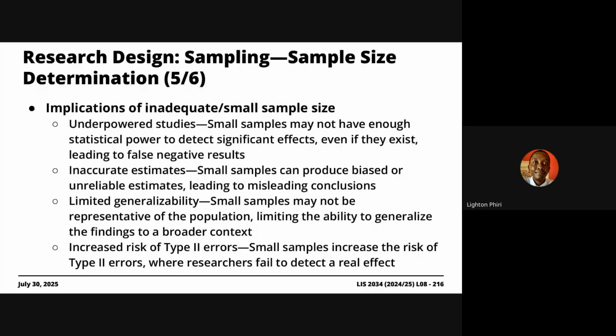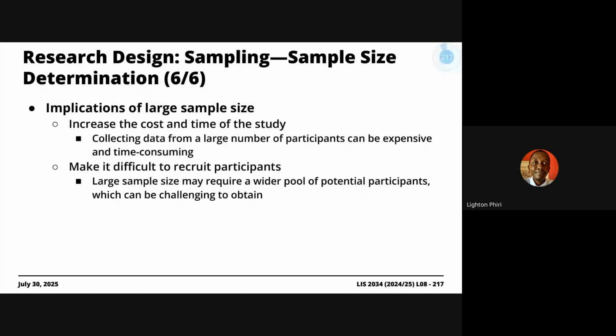You can't confidently say, as much as we collected these results from 30 students, we can generalize them to the entire 30,000 students at UNZA. Like how, right? And then increased risk of type 2 errors, right? Where you're failing to detect any real effect here. And then again here, you mustn't really get excited here.